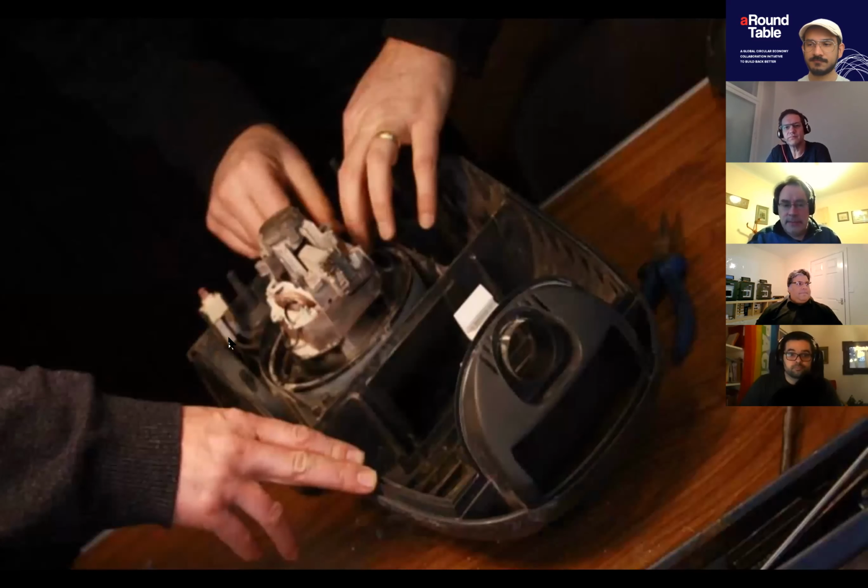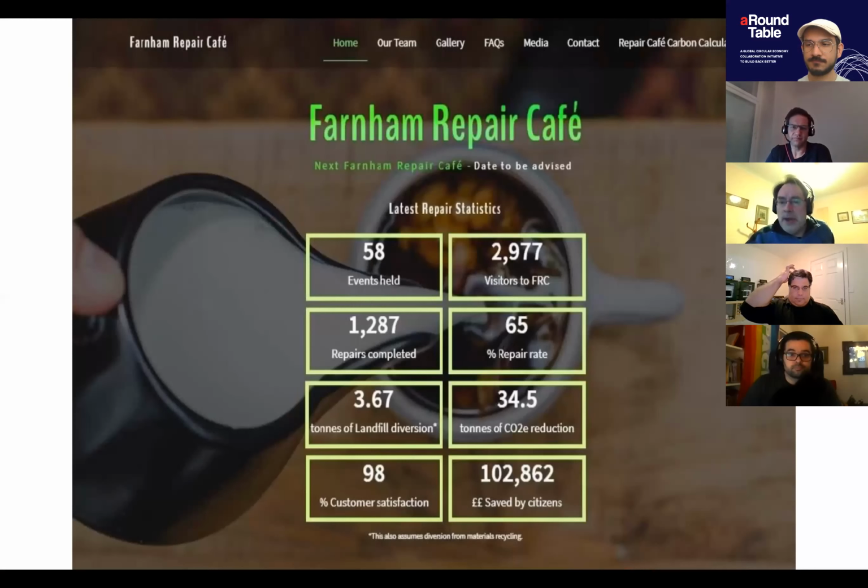So yeah, collaborative approaches. Next slide, please. Essentially, repair cafes are community workshops where people bring products to be repaired by volunteer repairers. Those volunteer repairers are often retired or semi-retired people who've got, we find, amazing skills. That would generally sit around electronics, mechanical, bicycles, clothing, and furniture.